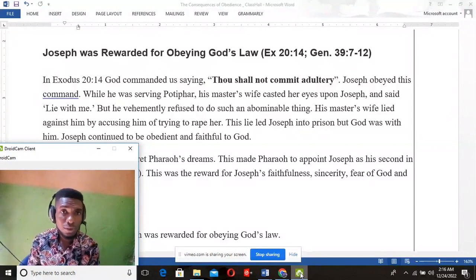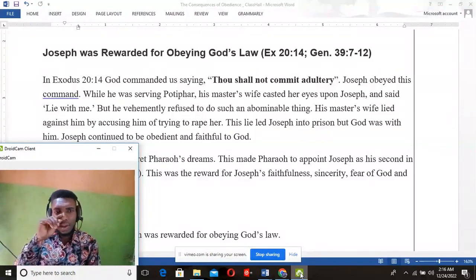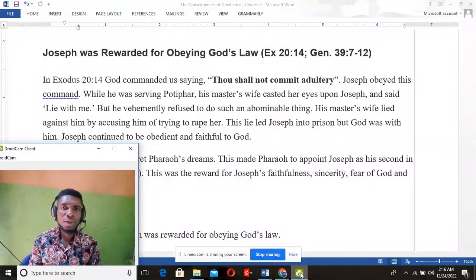After 2 years, these dreams came to pass. In the next 3 days, the chief baker was killed and the cupbearer restored. But the cupbearer went back and forgot Joseph and all that had happened at the prison. So after 2 years, the king had a dream.